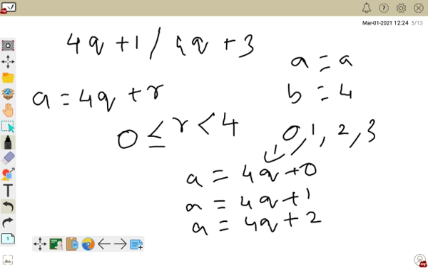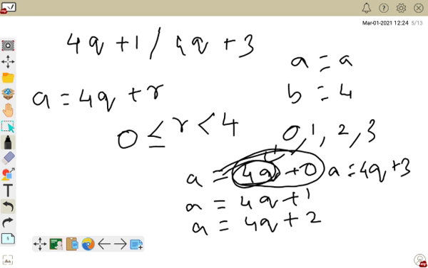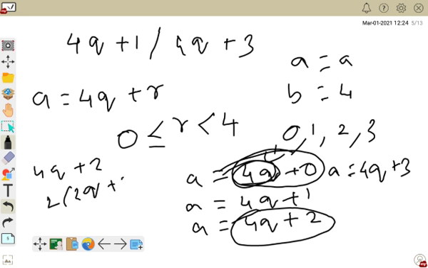When r is equal to 3, a is equal to 4q plus 3. But if you see, 4q plus 0 is not an odd number, because 4q is exactly divisible by 2. Again 4q plus 2 is also divisible by 2, right? When I take 4q plus 2, take 2 out, so 2q plus 1. So it is exactly divisible by 2. So these two numbers are even numbers.